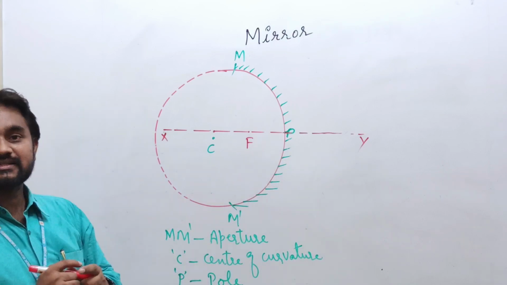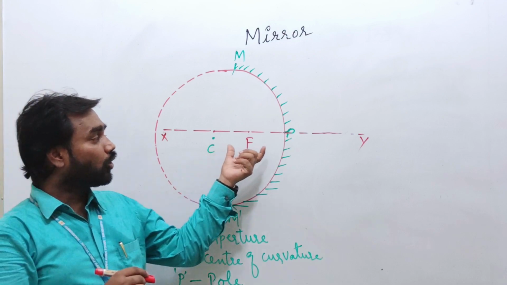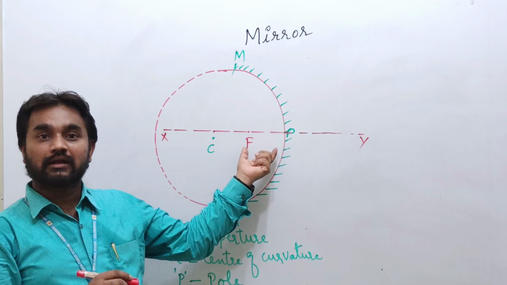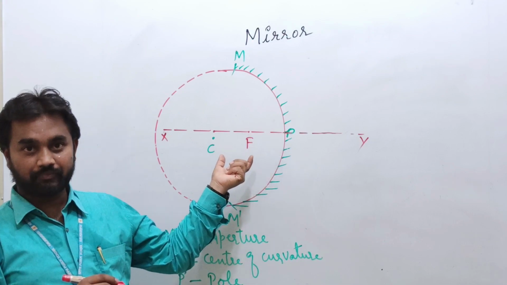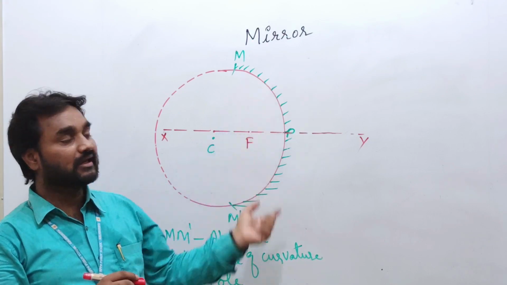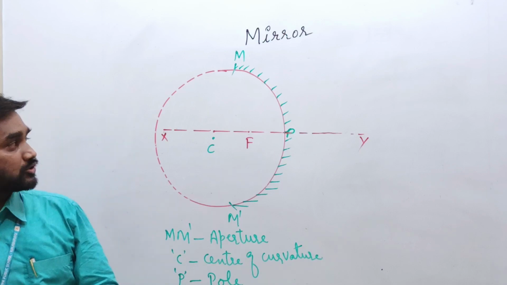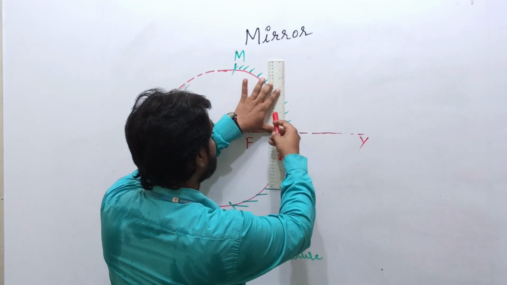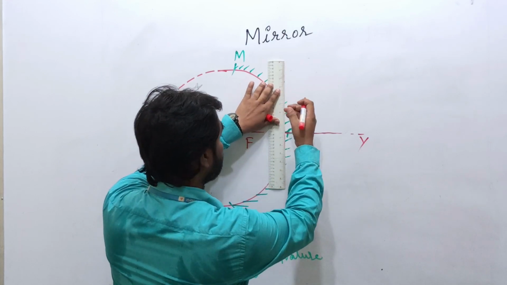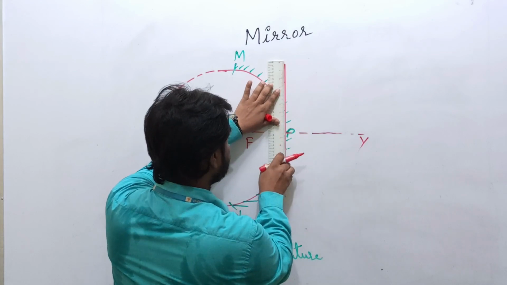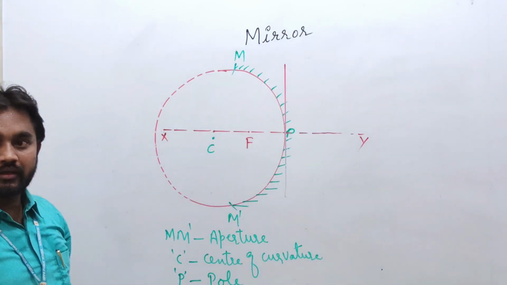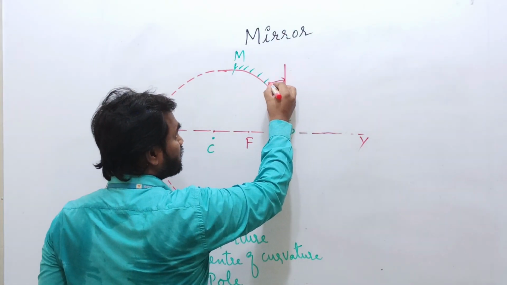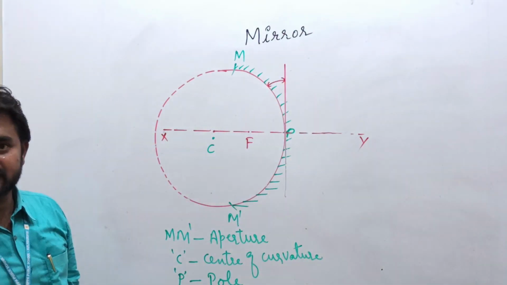So in the next class we will be dealing with the principal focus F, and we will try to understand the focal length and the relation between the focal length and the aperture. Suppose I draw a straight line that is perpendicular, a normal, then this angle is called the aperture.